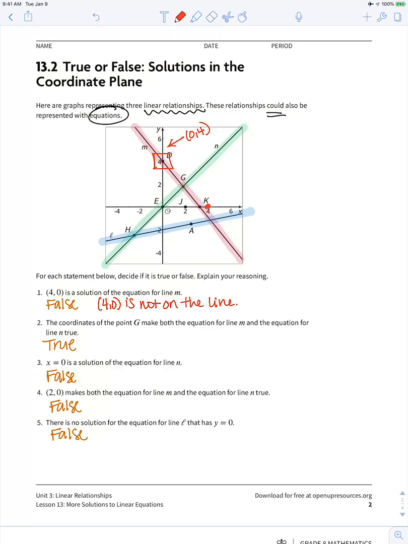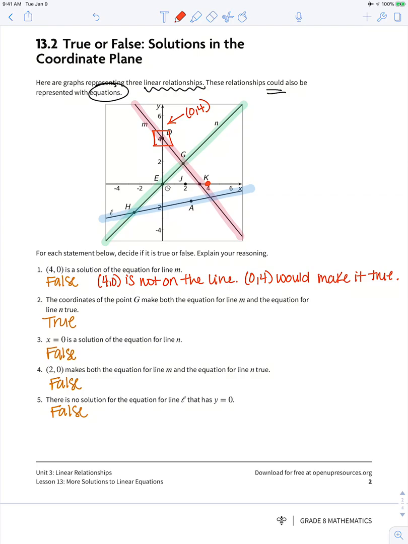If you wanted a formal explanation, (0, 4) would make it true. Okay, going into number 2, that was a true statement. The coordinates of point G fell on both lines, M and N, so that was true.